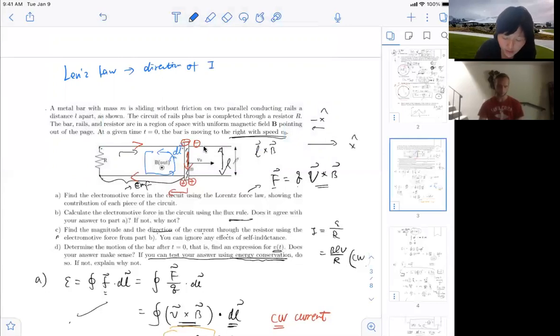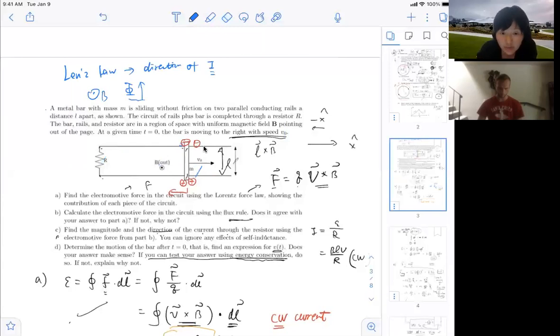Induced current, right? In this region, B is out of the page. And as your bar is moving to the right, the flux through this area is increasing. B is out of the page. Flux is increasing because you're including more and more area as you move to the right. So that's why flux is increasing.